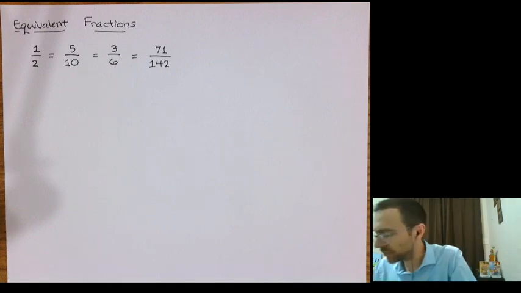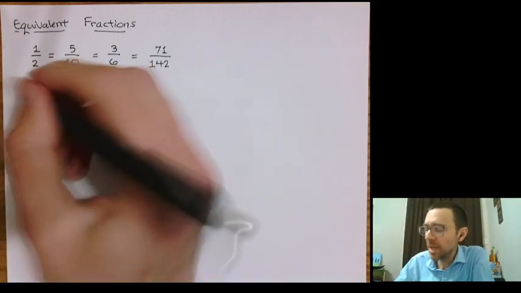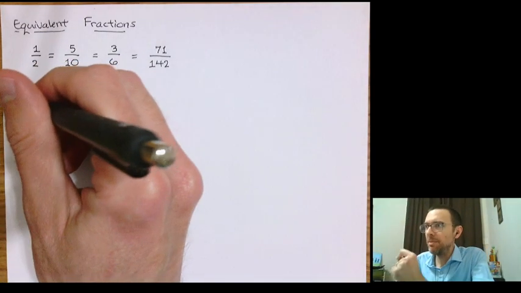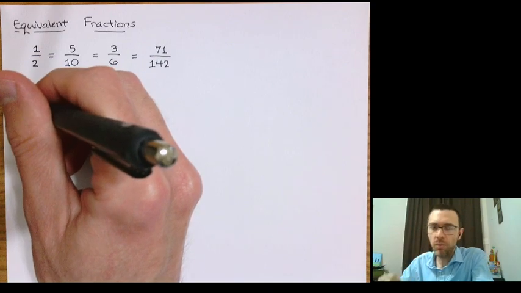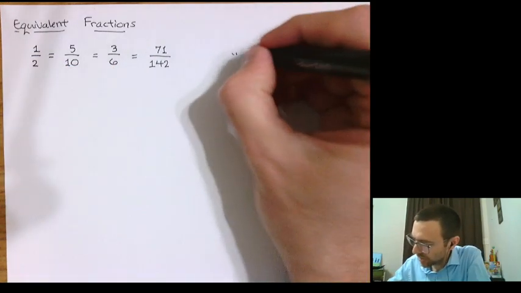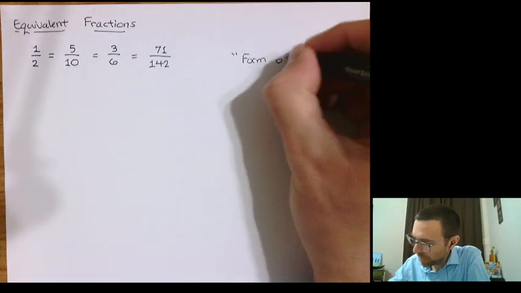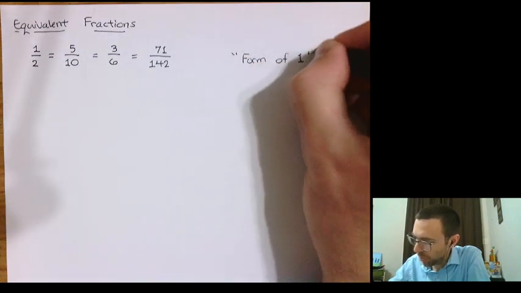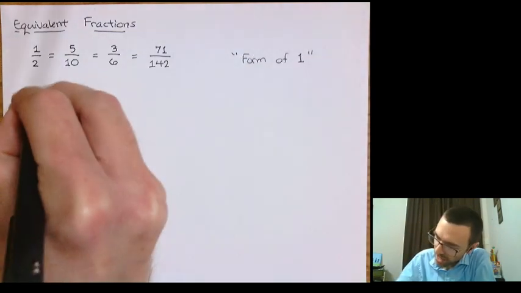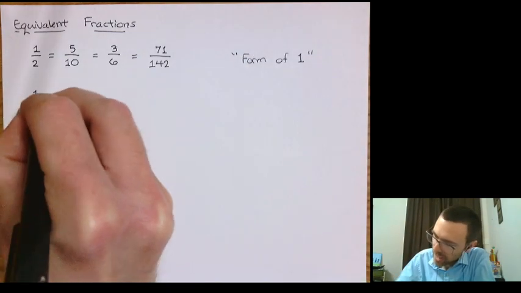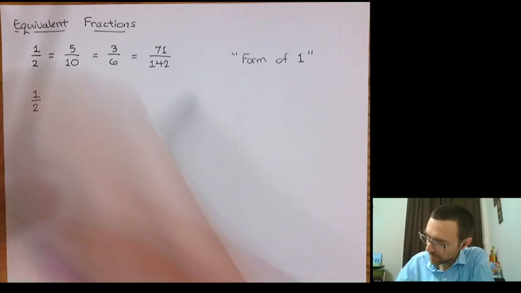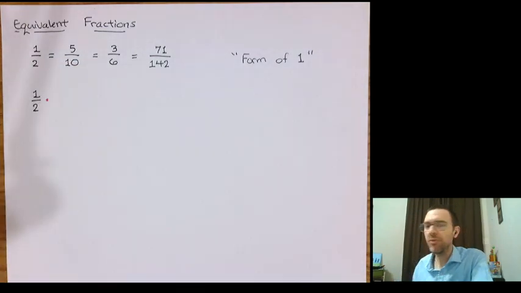Now, how do we get these equivalent fractions? It all comes down to the concept of a form of 1. So you're going to hear me say that a lot. So let me write that out so you understand what I'm saying. A form of the number 1. So I can take 1/2 and I can multiply this times a form of 1.